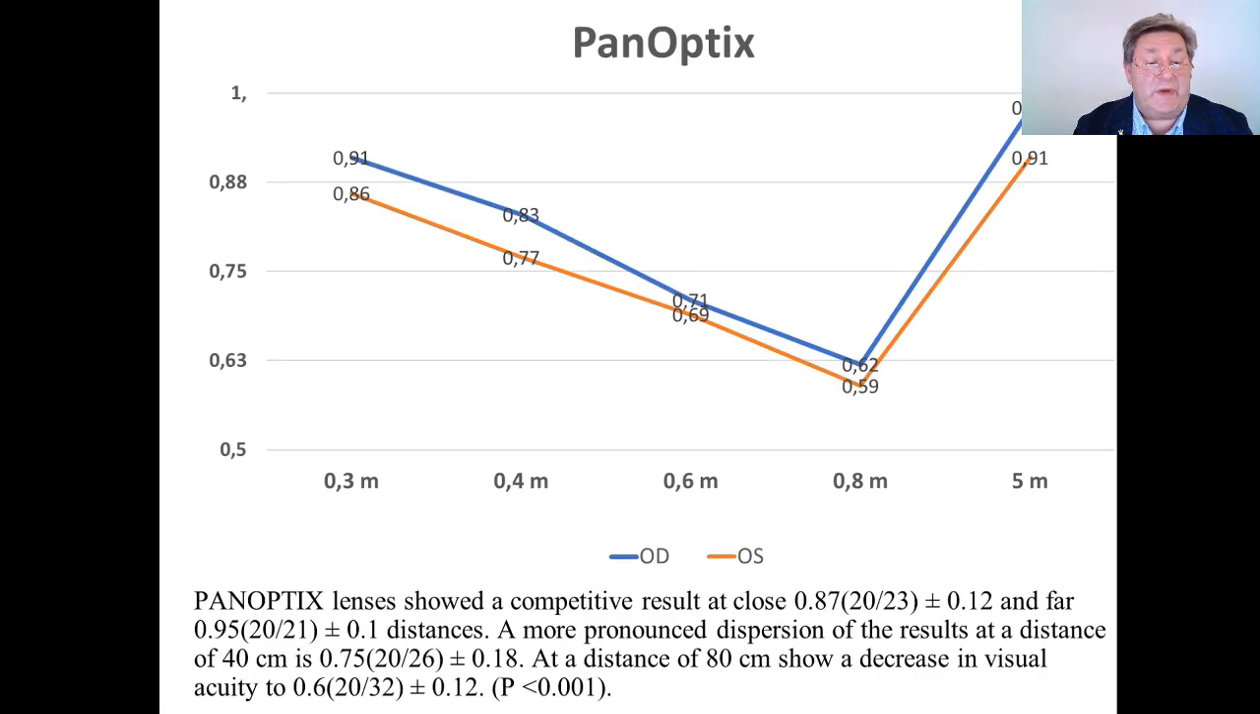Panoptic lenses showed a competitive result at close 0.87 and far 0.95 distance. A more pronounced dispersion of the result at the distance of 40 centimeters is 0.75. At a distance of 80 centimeters, it showed a decrease in visual acuity to 0.6.